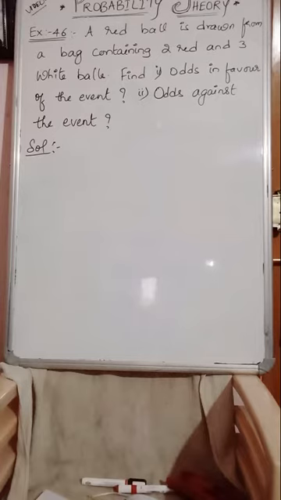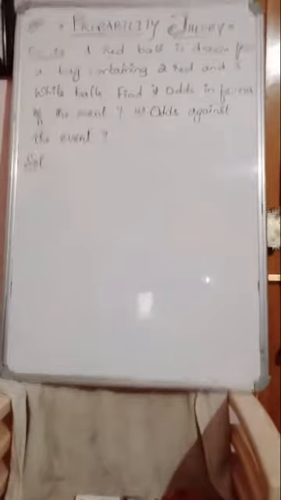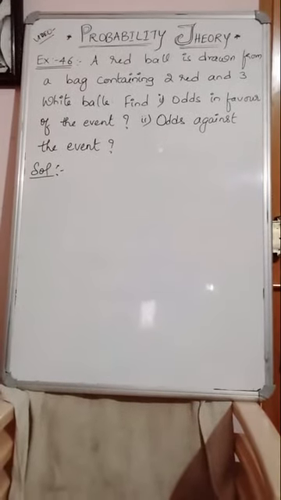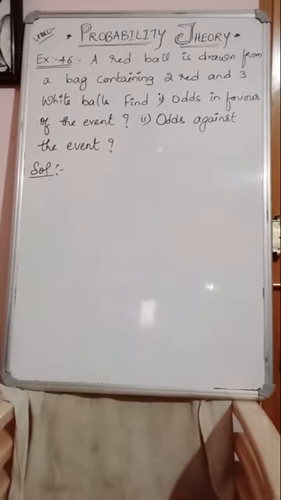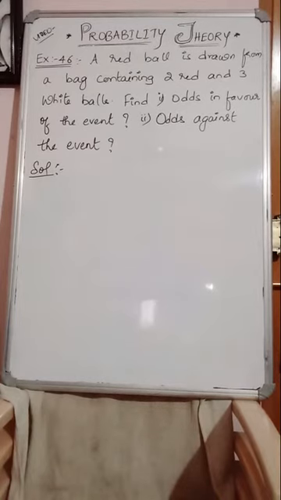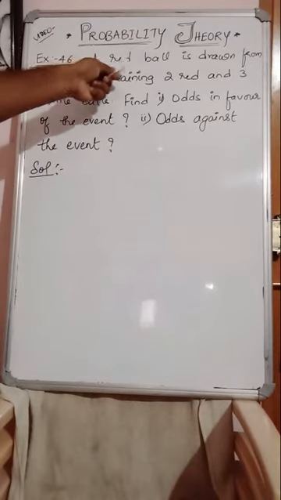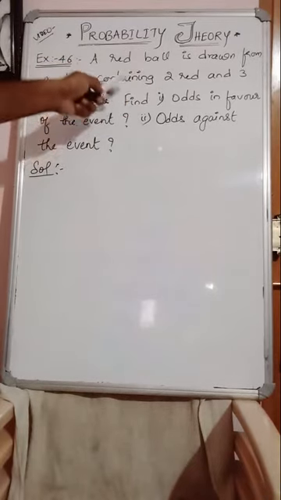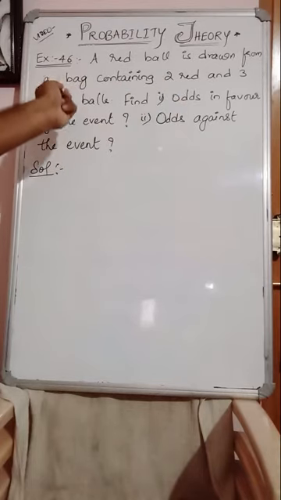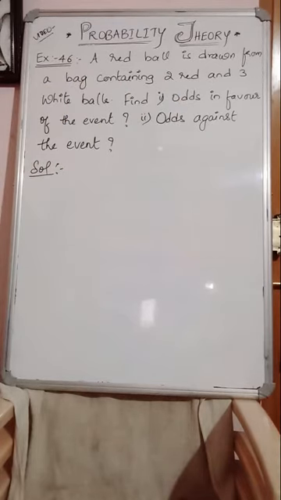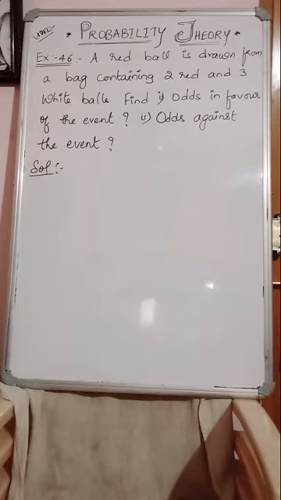So now today I would like to give few more example questions from the same concept. Look at here, example number 46. A red ball is drawn from a bag containing 2 red and 3 white balls. So a red ball is drawn at random, from a bag which has 2 red and 3 white balls. Find odds in favor and odds against the event.